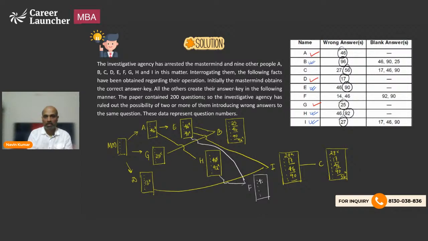46 is wrong, that will be copied as such. This person makes a mistake of his own, which is question number 14. And then this person leaves blank for question number 90 and 92, because 90 from E has a different option as compared to H's. Same for H's, 92 question number option is different from E's. So 90 and 92 will be left blank. So we can see now very clearly visually as to who copied from which person, right?